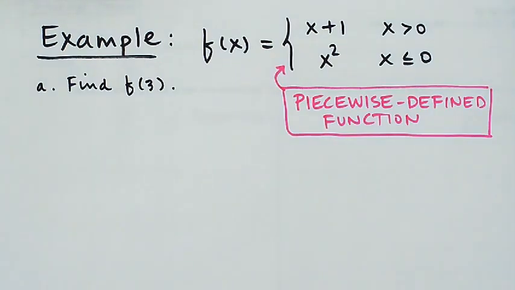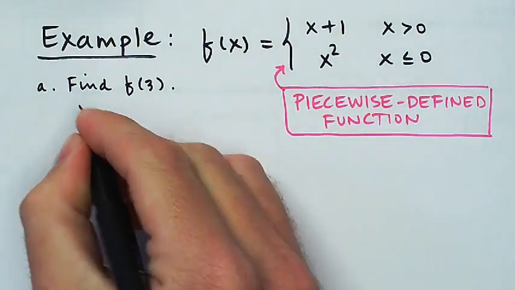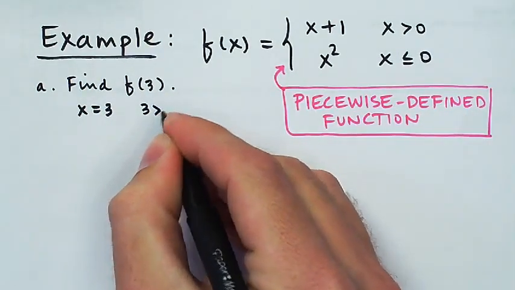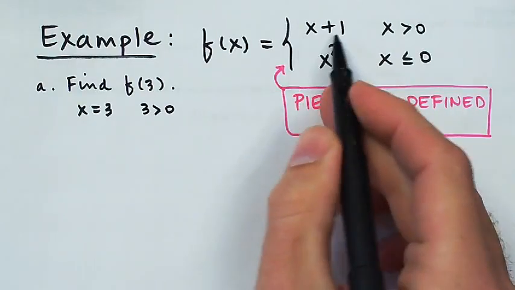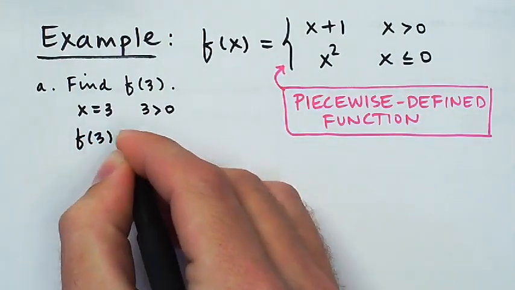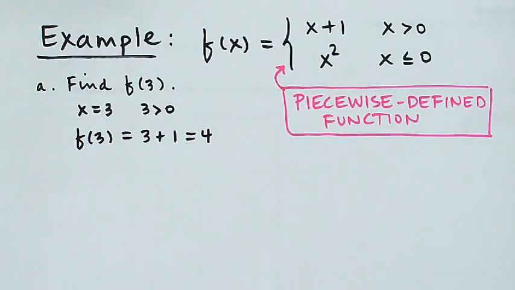Now, the first thing we want to do if we're just given an equation and we want to find the value of a piecewise function is identify which rule we are going to follow. So I'm going to say x is equal to 3, and 3 is greater than 0. So as a result, I'm going to follow the x plus 1 rule. So f of 3 equals 3 plus 1, which is equal to 4.